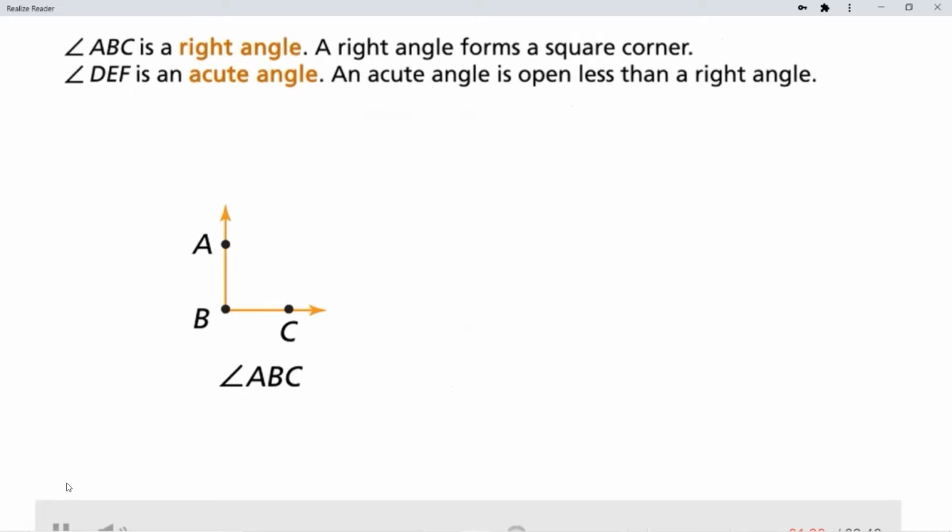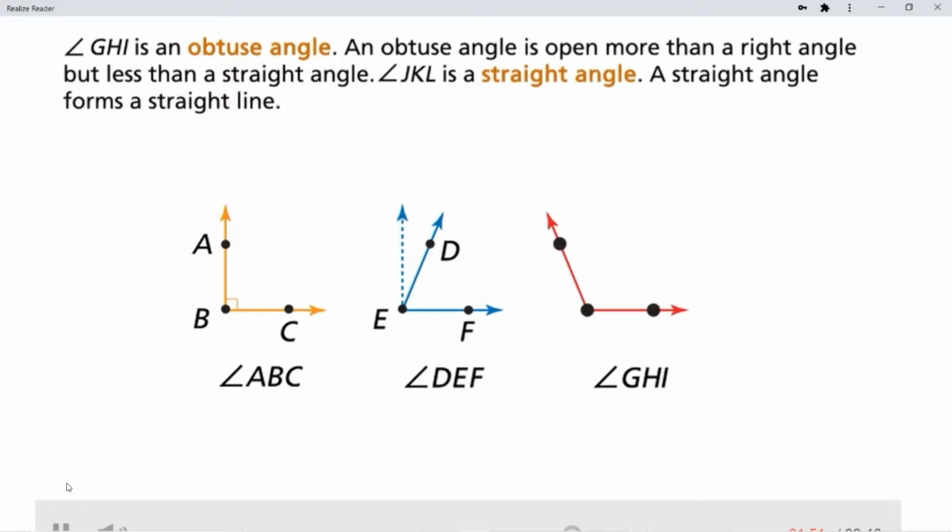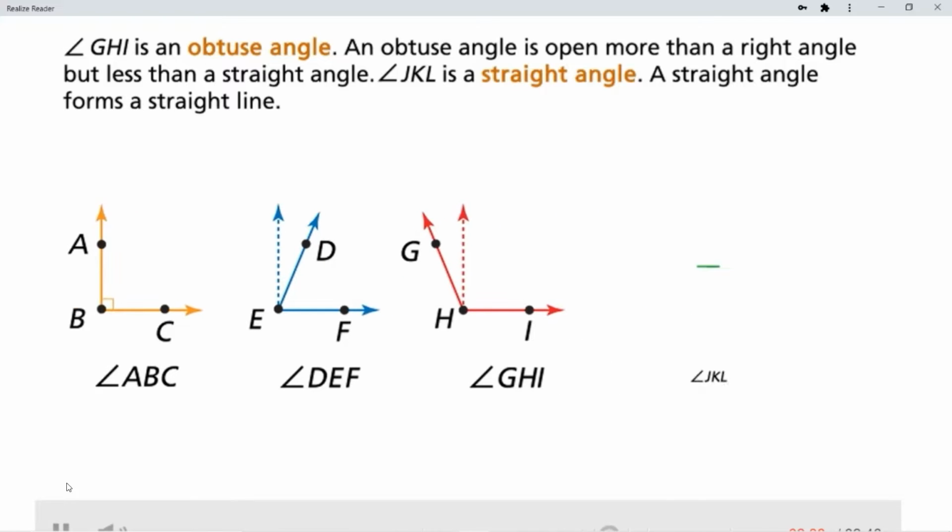Angle ABC is a right angle. A right angle forms a square corner. Angle DEF is an acute angle. An acute angle is open less than a right angle. Angle GHI is an obtuse angle. An obtuse angle is open more than a right angle, but less than a straight angle. Angle JKL is a straight angle. A straight angle forms a straight line.